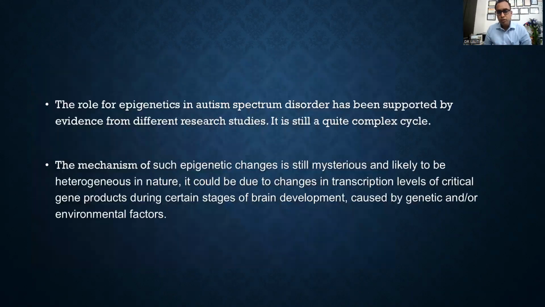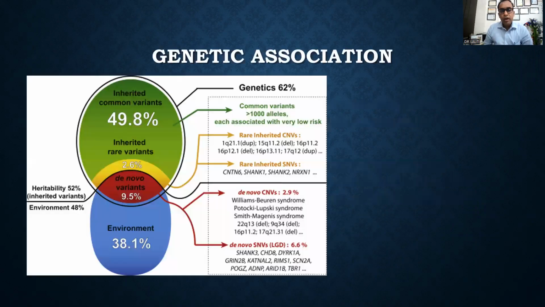The role of epigenetics in autism spectrum disorder has been supported by evidence from various research studies, but it's still quite a complex picture. I would say it's too early to tell that we can have some definitive tests for that. But yes, the epigenetic mechanisms are quite mysterious and complex, and they may definitely open some future avenues to understand the pathologies, genetic and epigenetic expressions, environmental factors, and how they're related to ASD. Now, I have talked about environment, I have talked about epigenetics.